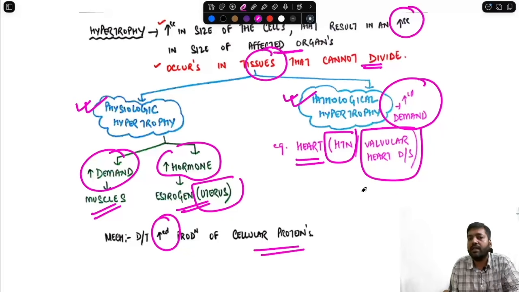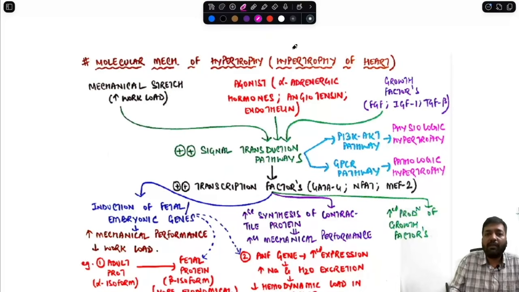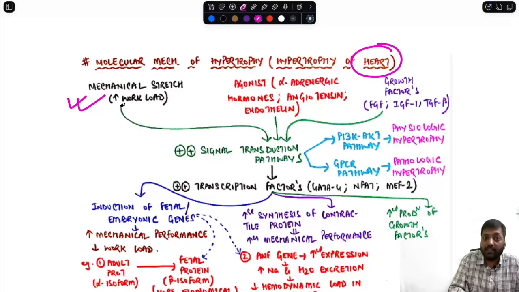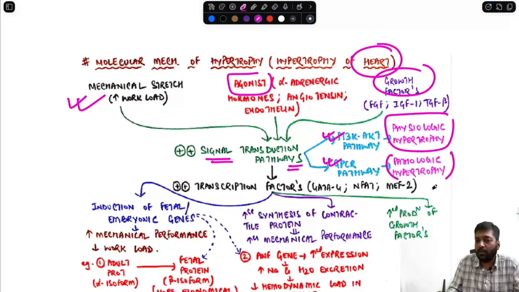Now we are going to see the mechanism of pathological hypertrophy. So the molecular mechanism of hypertrophy of the heart: because of increased workload, that is mechanical stretch, or because of release of agonists like alpha adrenergic hormones, angiotensin or endothelin, or because of release of growth factors like FGF, IGF-1, TGF-beta, all of them lead to stimulation of signal transduction pathways. The PI3K-AKT pathway is mainly responsible for physiologic hypertrophy, whereas the G protein coupled receptor or GPCR pathway is responsible for pathologic hypertrophy.